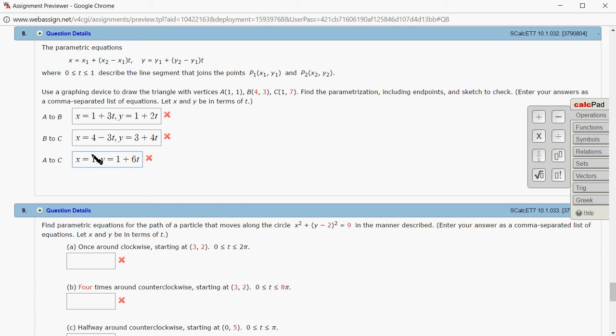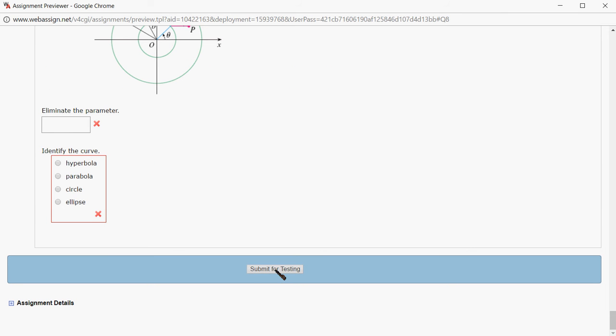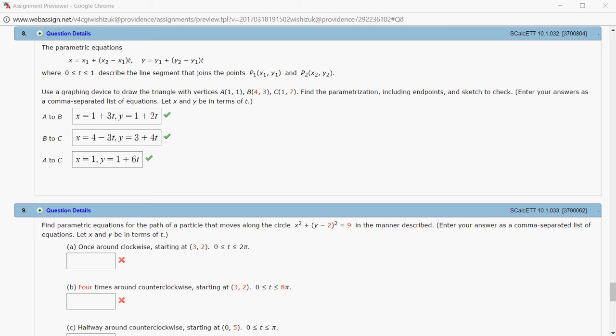Let's check the answer. Submit for testing. I came back and we got all the parametric equations correctly. Then let's try to sketch these pictures.